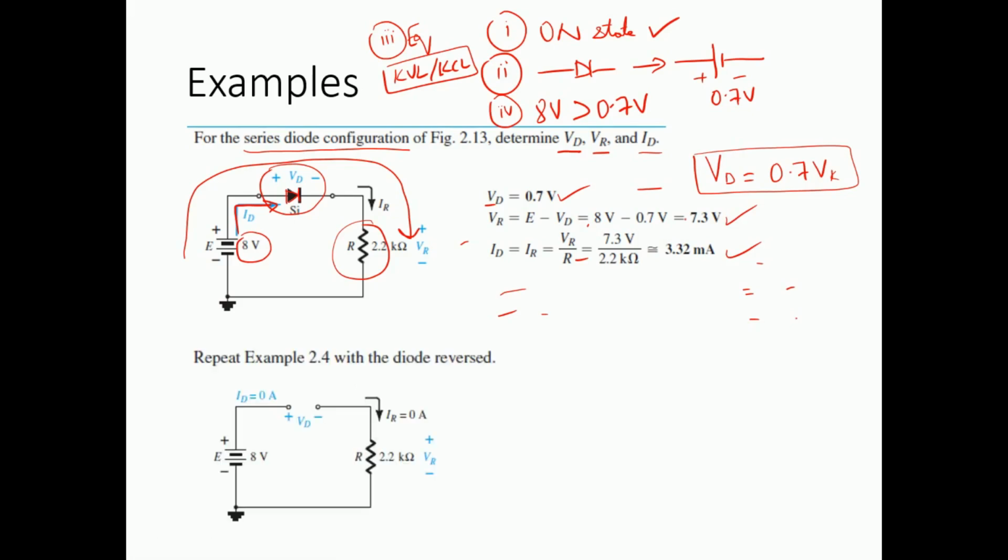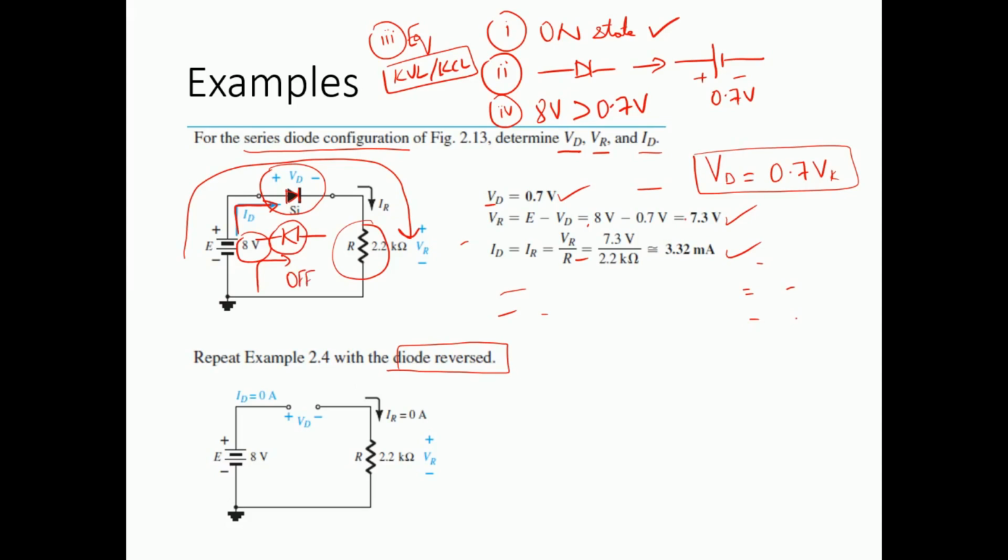Now what happens if we change the direction of the diode? If the diode is reversed, meaning now we place the diode as such, the first condition is violated, because the current is flowing in this direction but the arrowhead is in the opposite direction. This means that the diode is going to be in the off state.